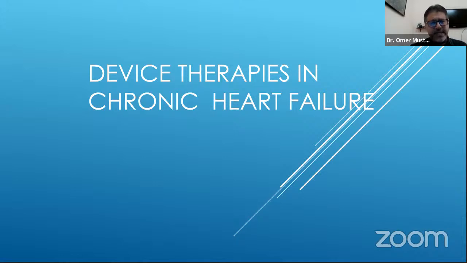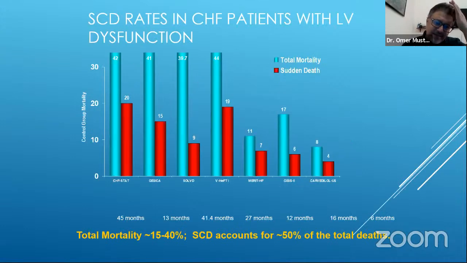So now the patient is on maximum medical therapy, and now we need to see who is still symptomatic. So we need to see which patients are candidates for device therapies in heart failure. Since we've already discussed that sudden cardiac death is an important aspect in heart failure seen in patients with LV dysfunction, and various trials have shown that sudden death is there, and as the duration increases, the mortality and sudden death can increase, and it is different in different classes of heart failure patients.